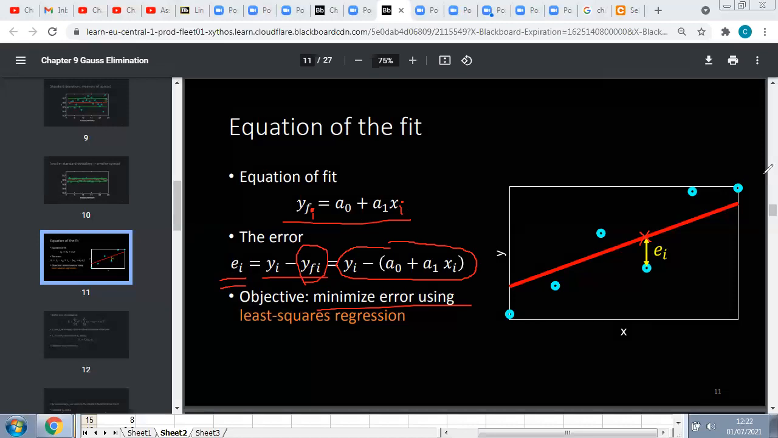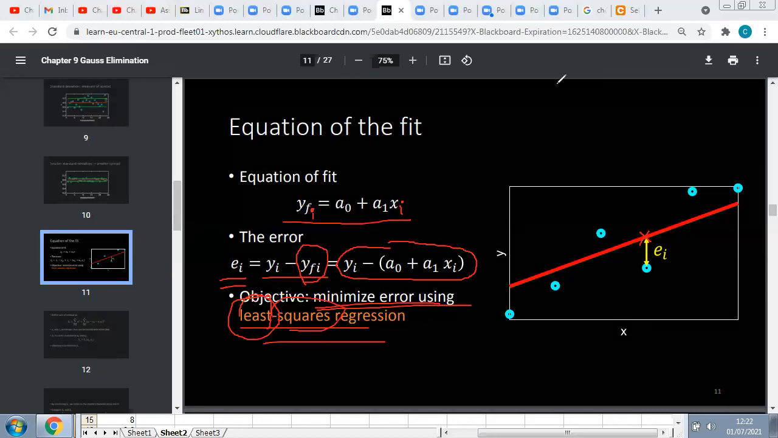By summing errors at all points, I can sum the error, the absolute value of the error, or the error squared. So all of these techniques can work. Like in condition number, when we define norm, we have several ways to define the norm. Here also, we have several ways to define the error. So the objective is to minimize the error using least squares regression. Least, because we want to minimize the error. Square, because we will take the summation of the error squared.